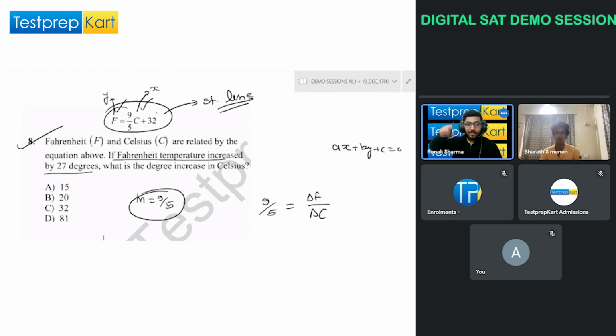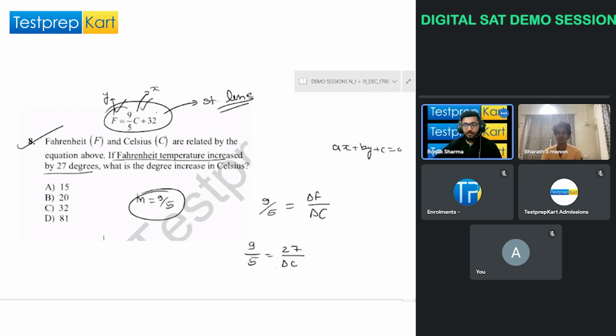Now try to relate how the concept of slope is changing or helping us in solving a real life based problem. That is delta F by delta C, where they have given you the delta F, 27, and they're not again asking you initial or final for C. They're asking you the same thing, that is the change in Celsius.